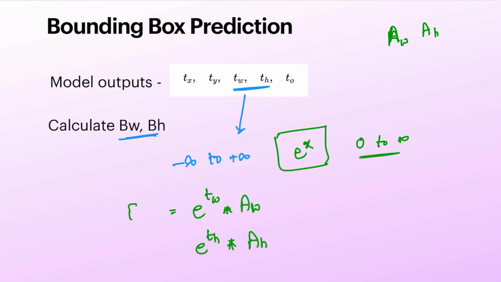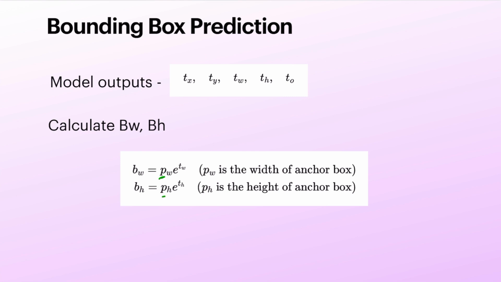This will give me my final bounding box width and bounding box height. So I am multiplying the anchor box's width and height with these TW and TH offset values which we are getting from the network. So this is how the width and height are getting predicted. These PW and PH are the width and height of the anchor boxes, and the exponential term we are using is to restrict the values to positive.